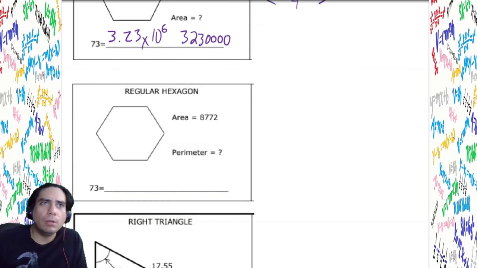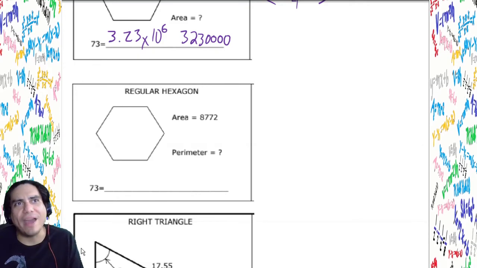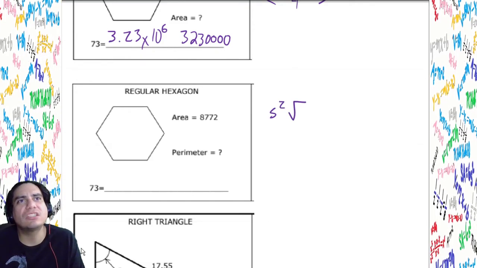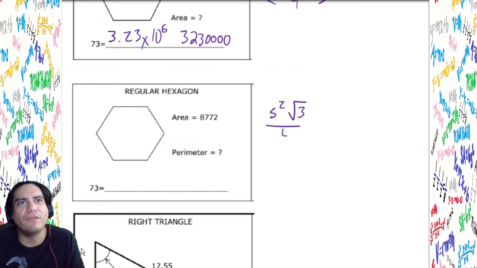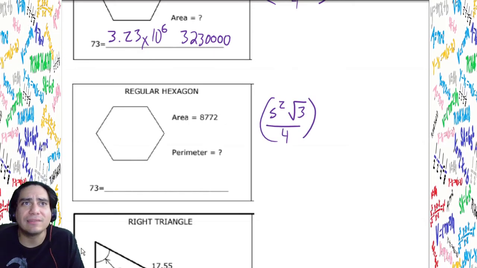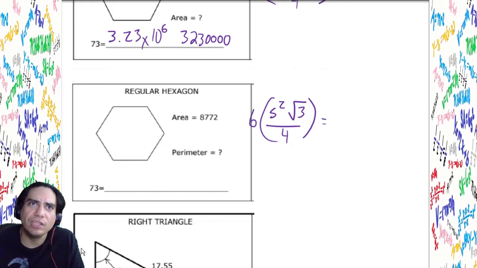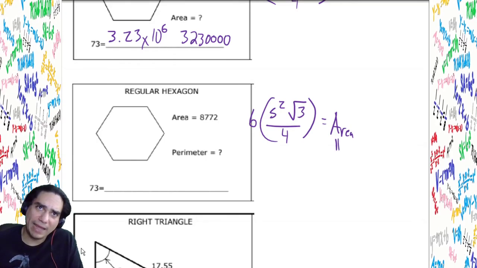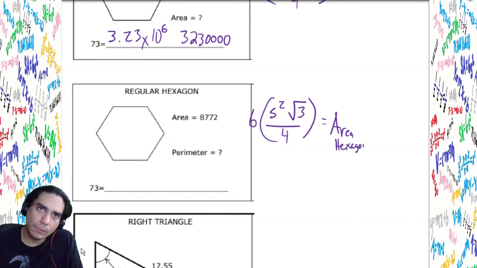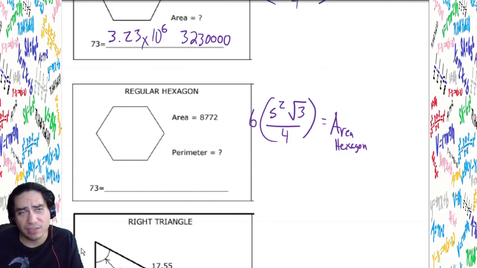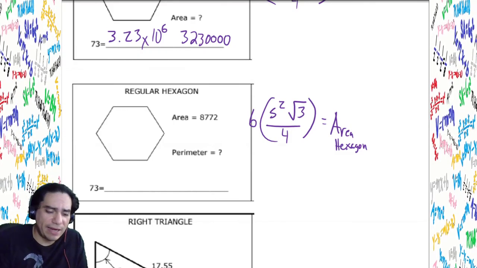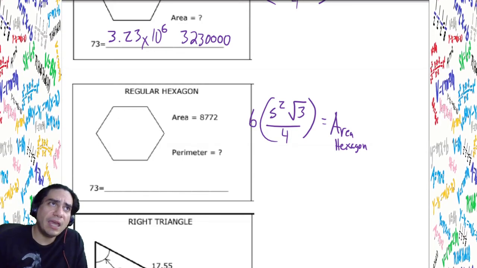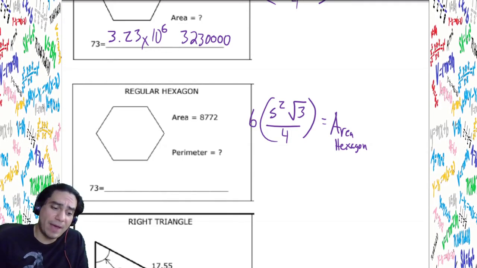So in this problem, they give us the area, and we need to find the sides, so we can figure out the perimeter. So we're going to use side squared times the square root of 3 divided by 4 multiplied by 6 for the area of this hexagon. Let me write that area of the hexagon. And we're going to have to work backwards, all right? So the first thing we undo, we're going to get that area, 8772. First thing we undo, we're going to go ahead and divide by 6.